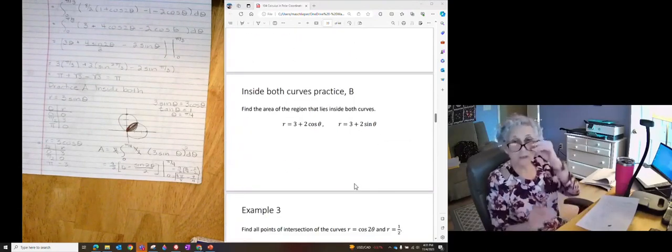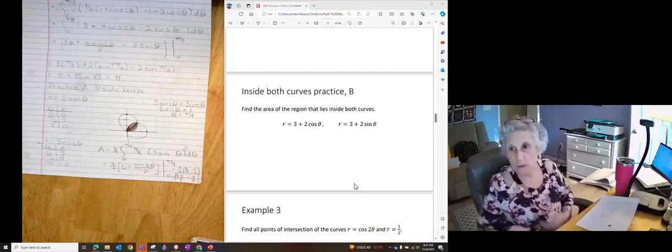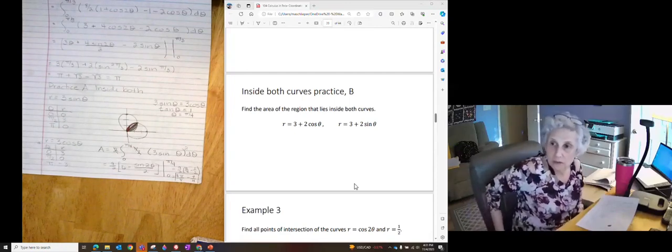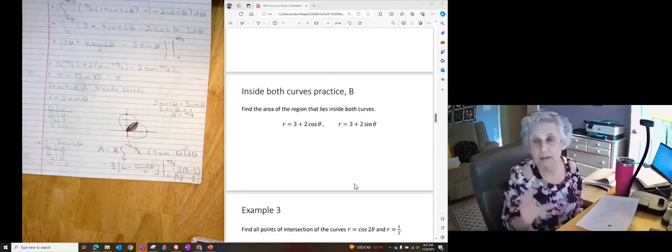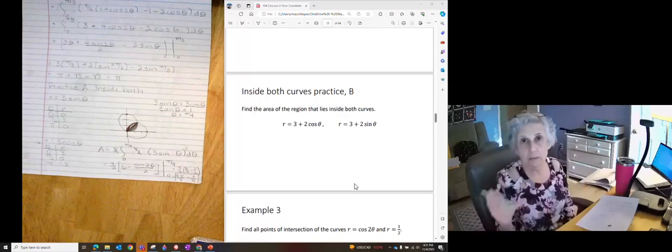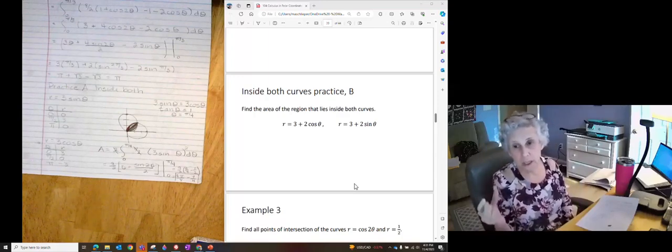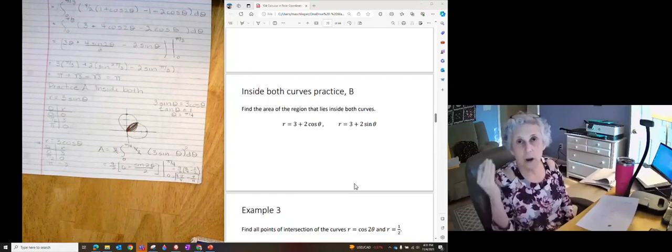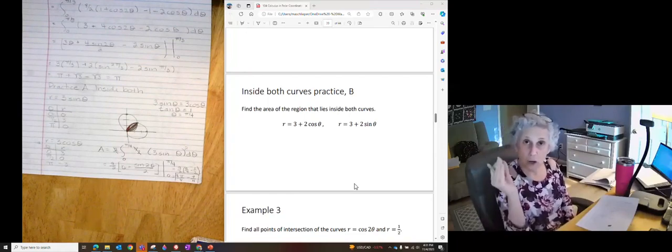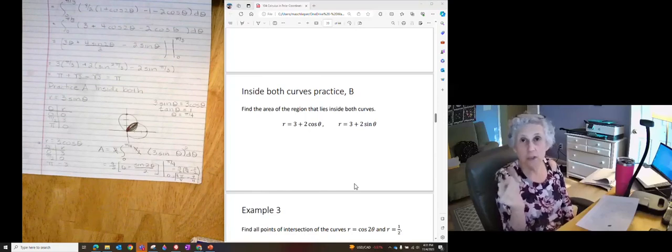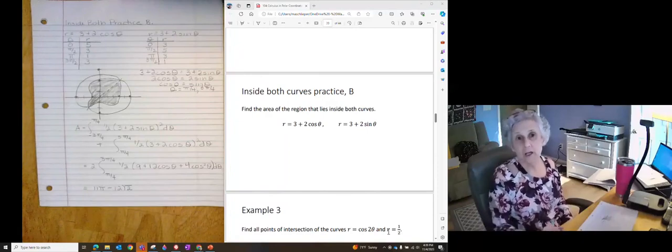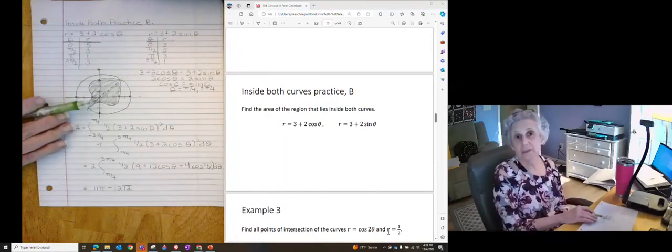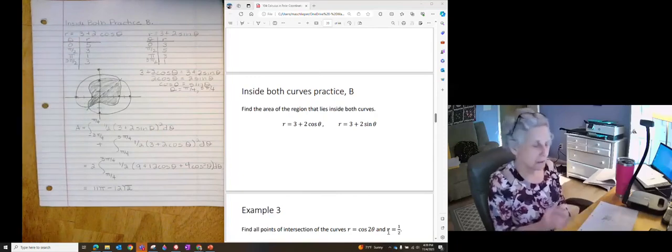Okay, try this one on your own. You're going to have to draw 3 plus 2 cosine theta and 3 plus 2 sine theta and find the area that lies inside both curves. So sketch them, see where they cross, and probably it'll be something symmetric that you can double. We'll see. Got to admit, I think I did a pretty good job of sketching these two things.